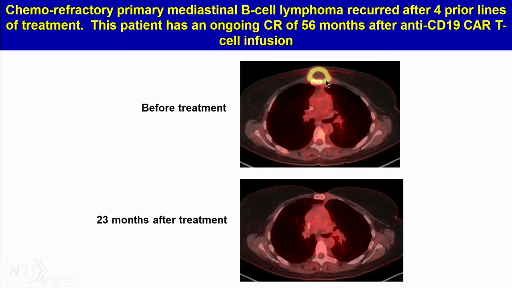This mass was present despite 4 prior lines of therapy, including radiation therapy. 23 months later, we did another scan, and this mass was completely gone. This was after the 23 months after the CAR T-cell treatment.